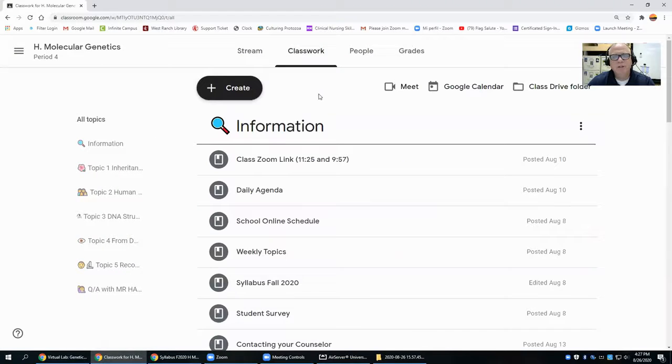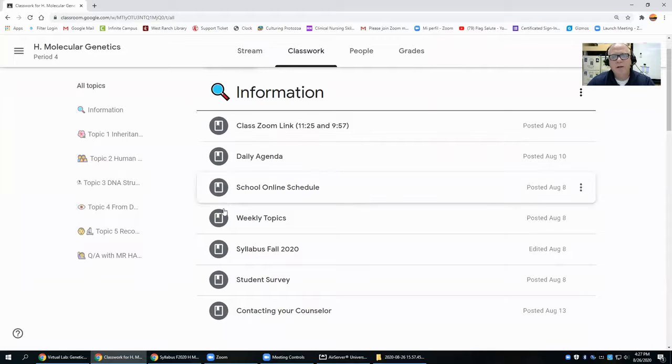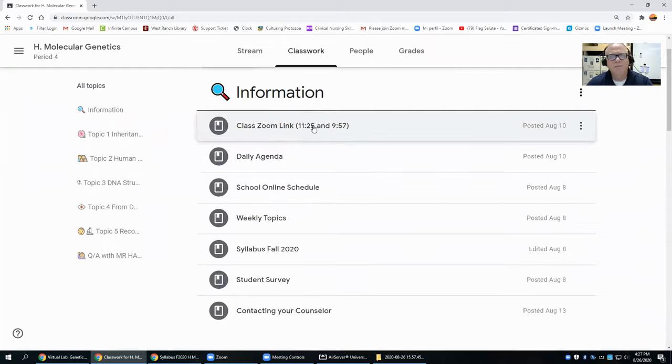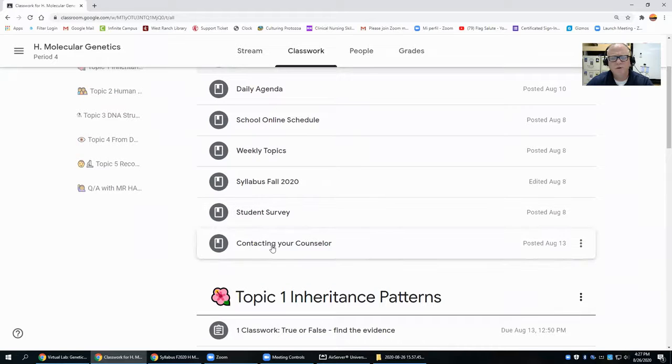In the classwork section, up at the top, I always have the information that stays the same. Sometimes I add things to the bottom, but they're always going to have their link for Zoom right here, ready to go. I've already scheduled them for the whole semester. They'll have their daily agenda. They'll have a school schedule, the weekly topics, where I'll show that in a little bit, a syllabus, and then a contract or a survey, but they're already done with that, and then how to contact their counselor.